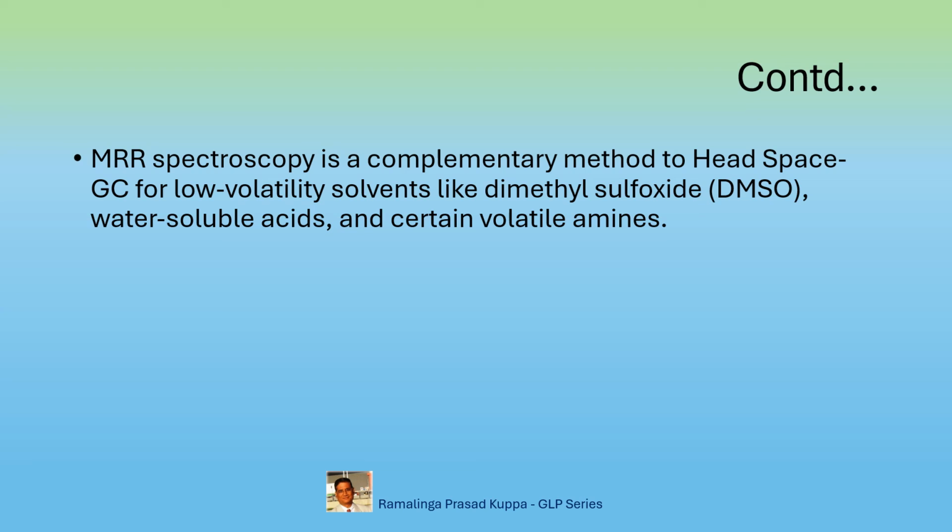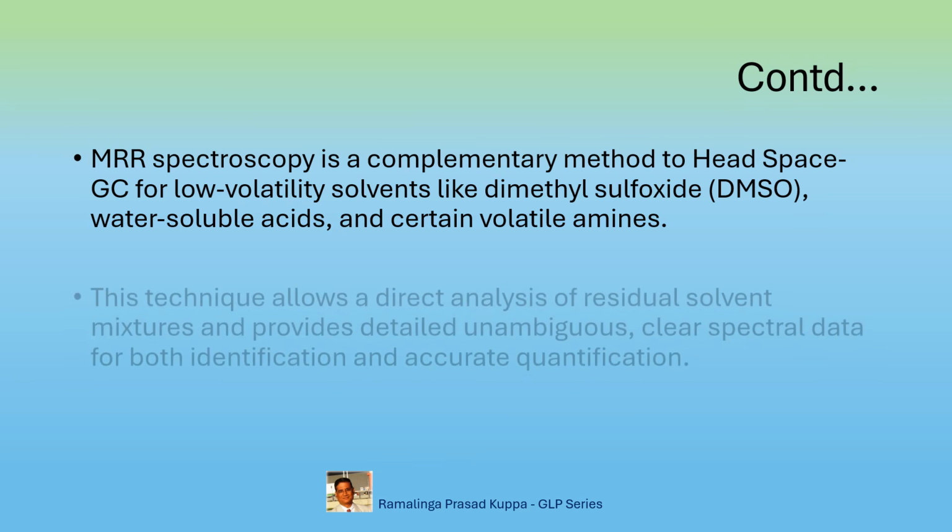MRR spectroscopy is a complementary method to the headspace GC for low volatility solvents like dimethyl sulfoxide DMSO, water soluble acids and certain volatile amines. The flame ionization detector FID in headspace gas chromatography sometimes finds it difficult to estimate such low volatile solvents accurately. This MRR technique can be used effectively for getting accurate estimation.